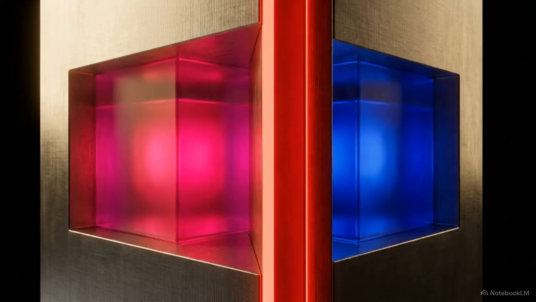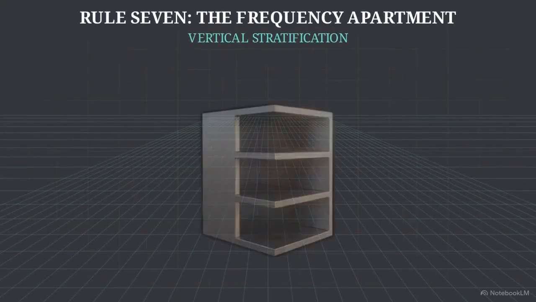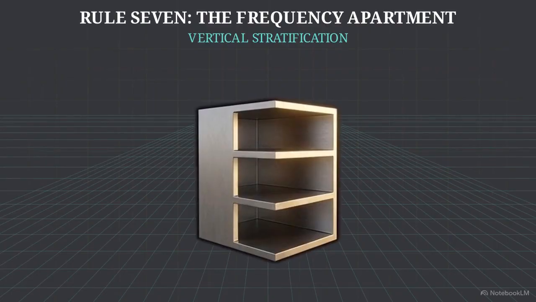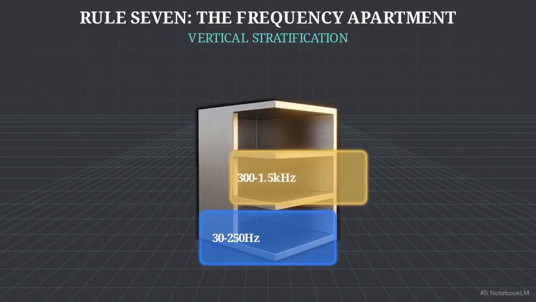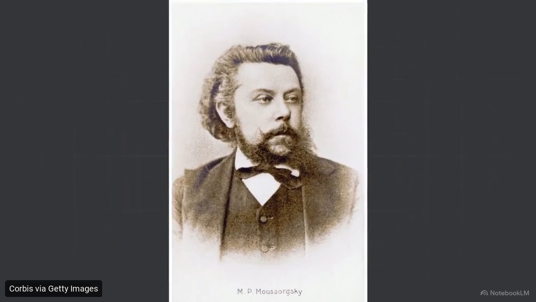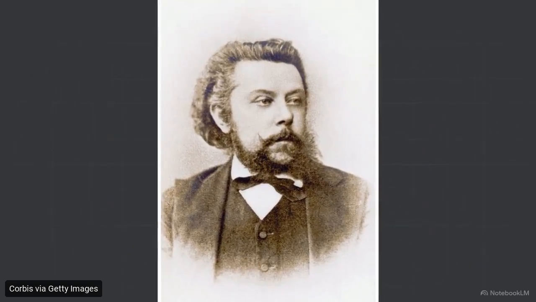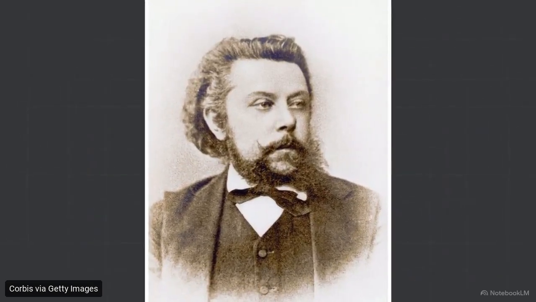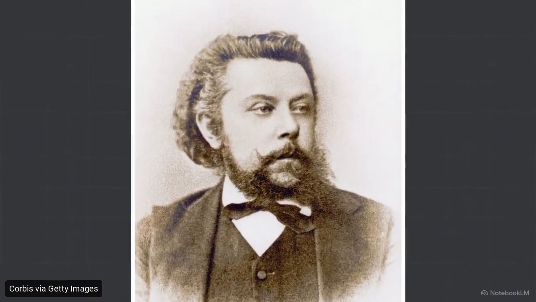When 2 sound sources occupy the same part of the spectrum, they create frequency masking. Rule 7 resolves this overlap using vertical stratification. It treats the frequency spectrum like an apartment building. Sub-bass occupies the basement. The middle floor holds the body of the track, and high-frequency air is confined to the roof. A conflict occurs when 2 sources demand the same floor, such as a heavy orchestral passage from Modest Mussorgsky competing with a low-mid synth pad.